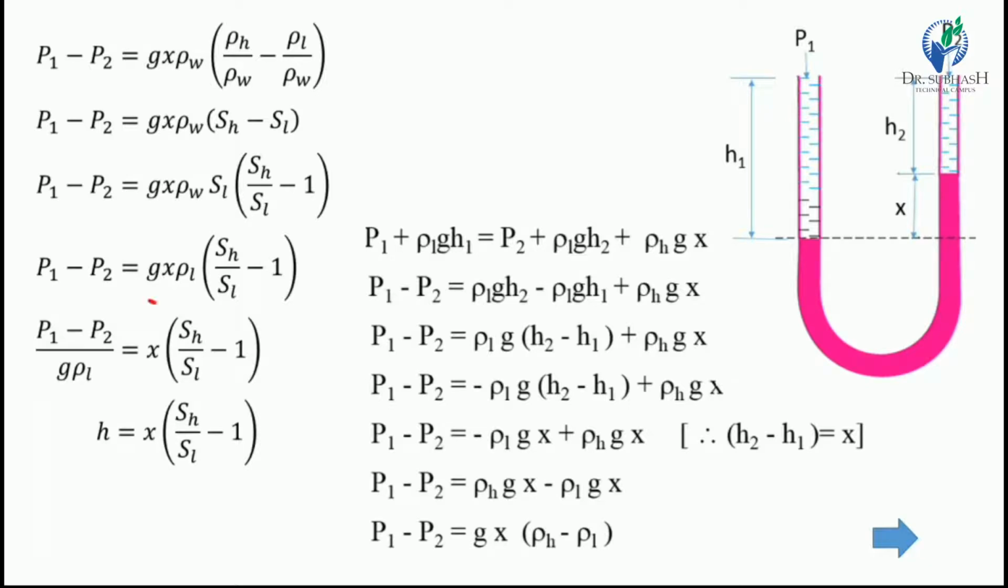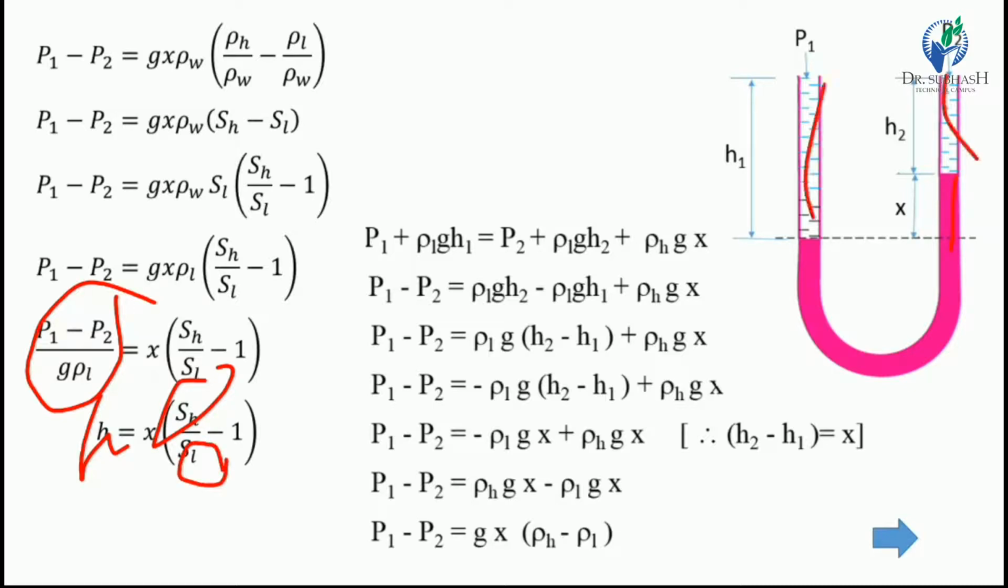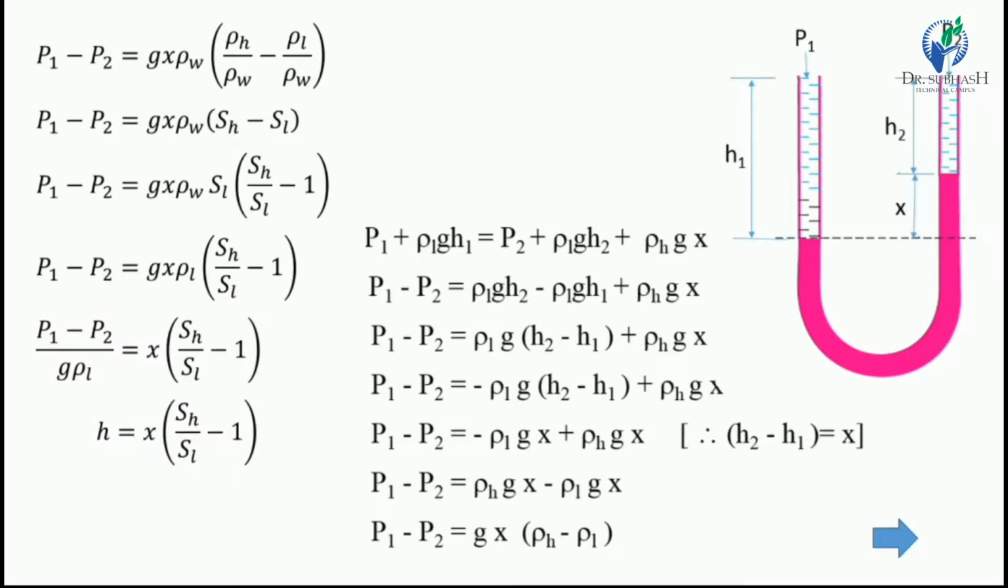Now we know that the pressure head difference can be written as small h. So h is equal to x times the bracket SH upon SL minus 1. Here SH is the specific gravity of the heavy liquid, which is mercury, and SL is the light liquid, which is water or any other liquid flowing through the Venturimeter. So this equation is obtained from that.